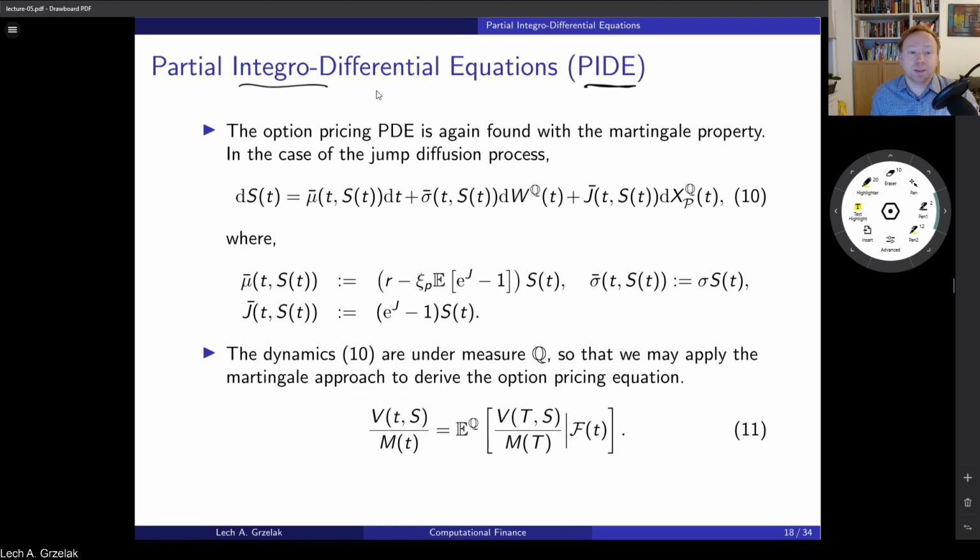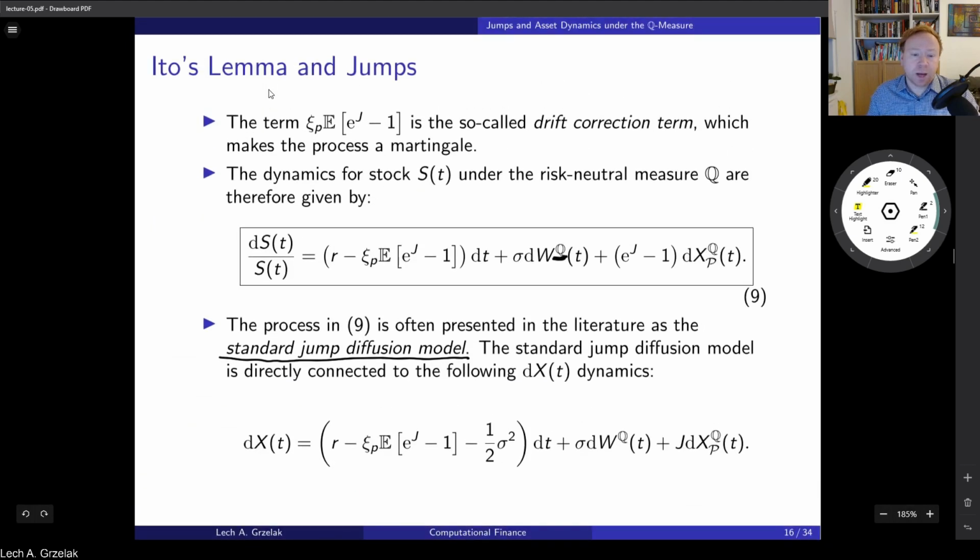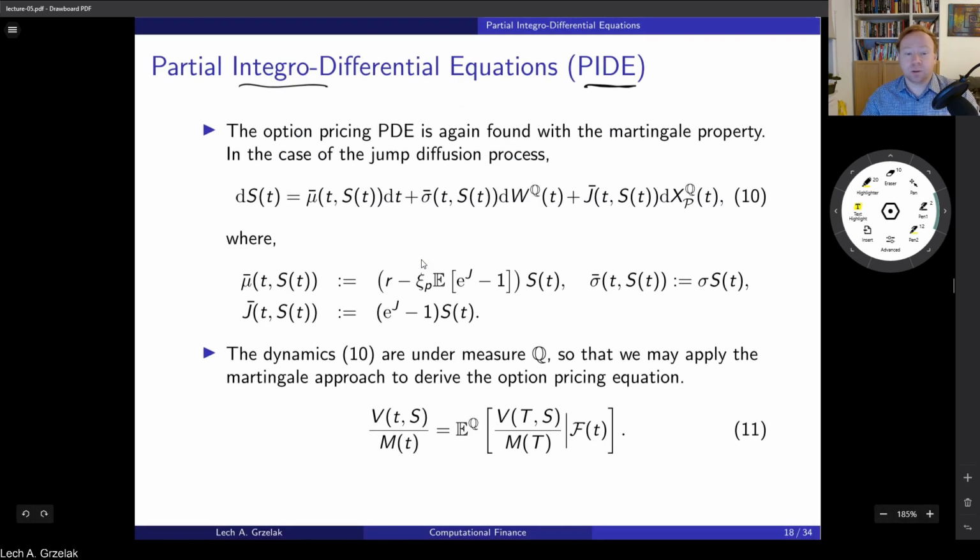That means the PDE will also involve an integral, which is an expectation of the jump sizes that we have already seen. As you remember, in the dynamics for the stock process under the jump diffusion model, where we have a diffusion and also jumps, there is an expectation of e to the power J minus 1, and that expectation makes our pricing equation a PIDE, so an integral part is also present.